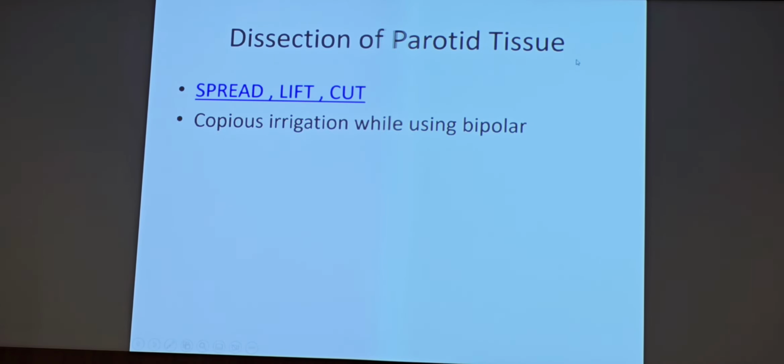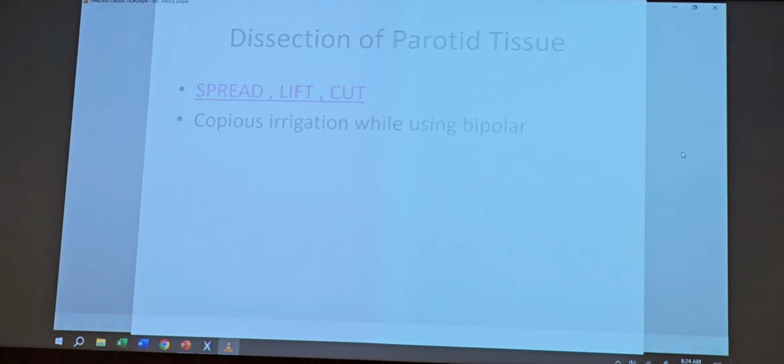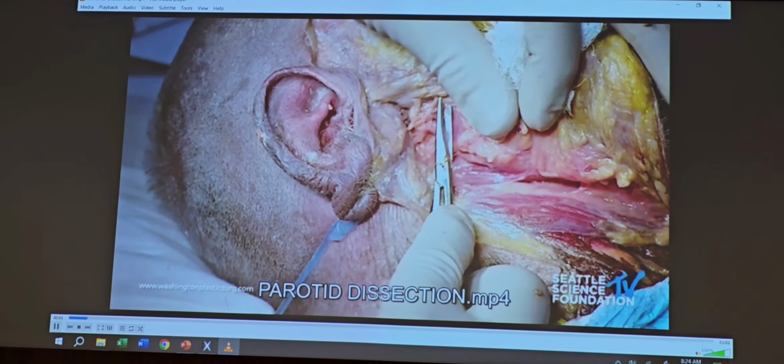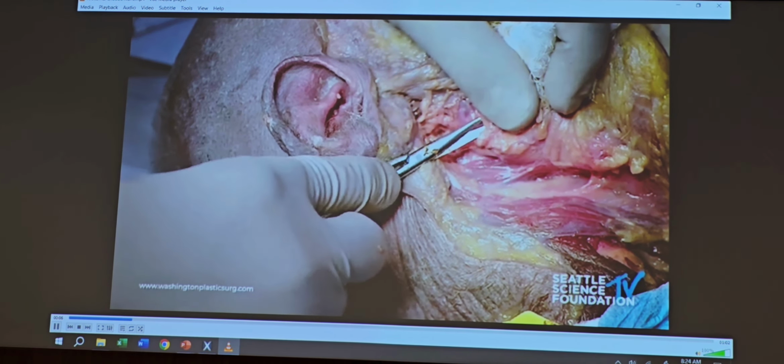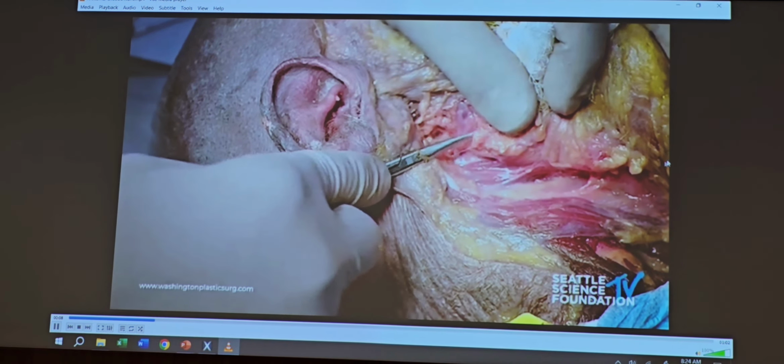So what do you do when you find and trace the main trunk of the facial nerve? You need to dissect the parotid tissue away from the facial nerve, and the maneuver you use is spread, lift, and cut. You insert your mosquito, you spread, and then lift it and cut it. And in real life surgery, you need to use bipolar with irrigation if you are using diathermy. They are dissecting the branches.